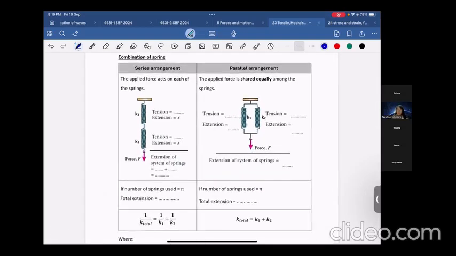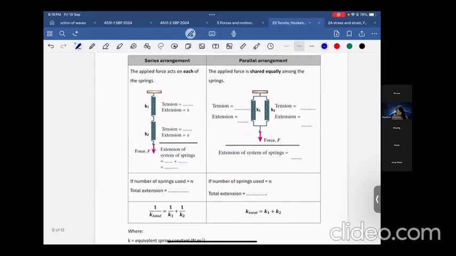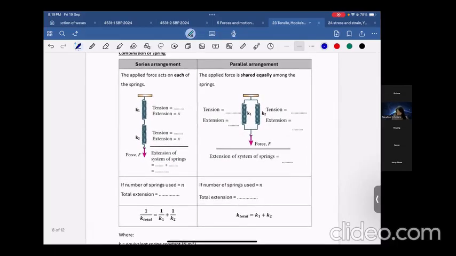Okay, combination of springs. This is a new thing. We learn how to calculate the spring constant in a combination of springs. In series, before that we recall a bit. In series, if we apply a force, both springs will experience the same force, F. Not only one spring.